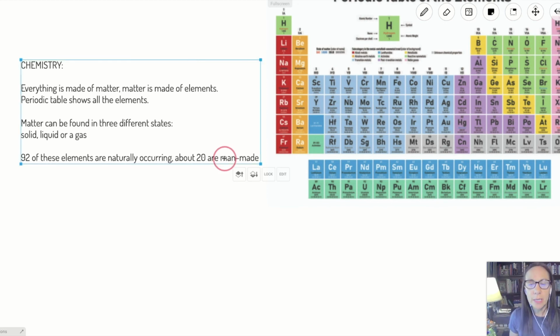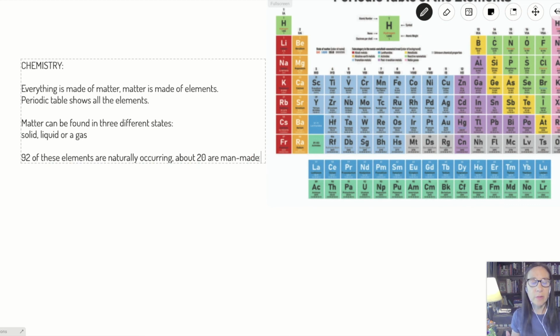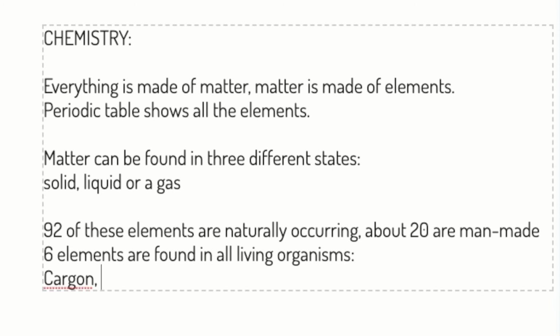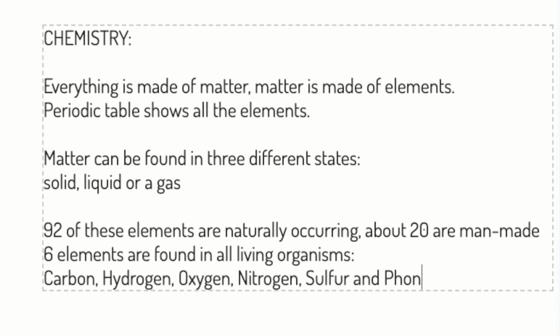Okay, another thing that I want to point out is that 6 of these elements are found in all living organisms. So 6 elements are found in all living organisms. And you need to know these. They are carbon, hydrogen, oxygen, nitrogen, sulfur, and phosphorus. Okay, so those 6 are found in every single living organism on our planet. Of course, there are other elements that are found in different living organisms, but these 6 are found in all living organisms.